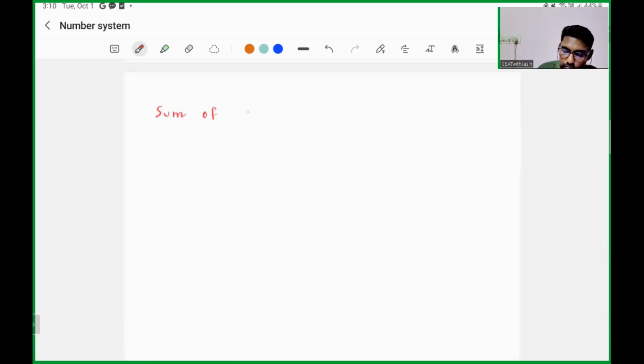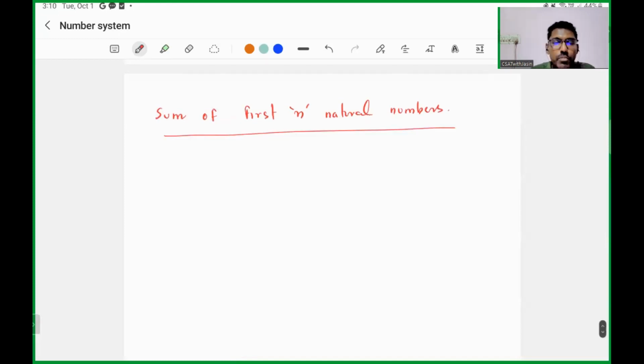Sum of first n natural numbers. Does anyone know what is the sum of first n natural numbers? First n natural numbers means starting from 1, right? 1, 2, 3 like that. That is natural numbers. So if I am adding 1 plus 2 plus 3 plus 4 plus 5 like that, till some number n, then what will be the answer? Anyone knows?